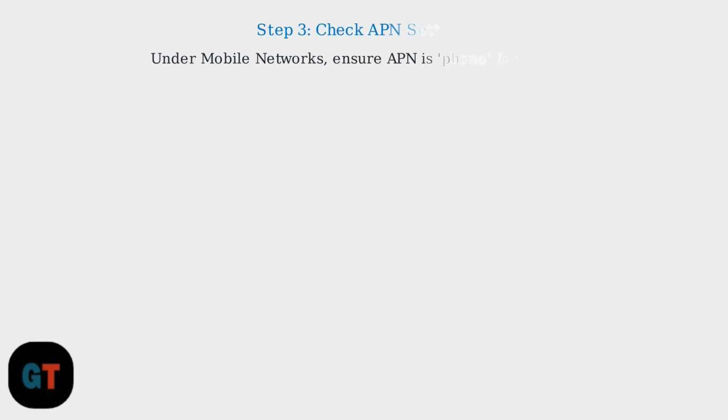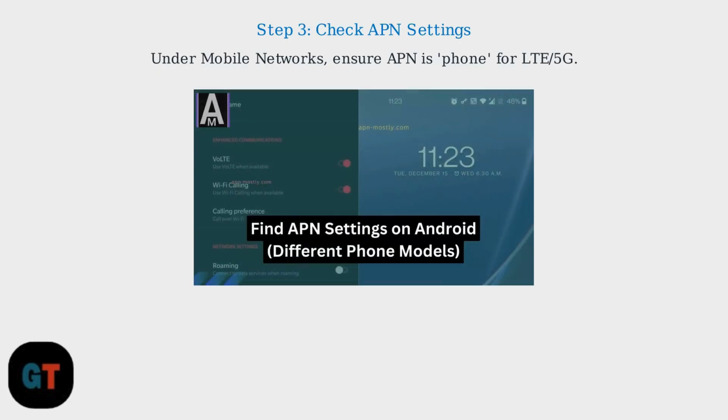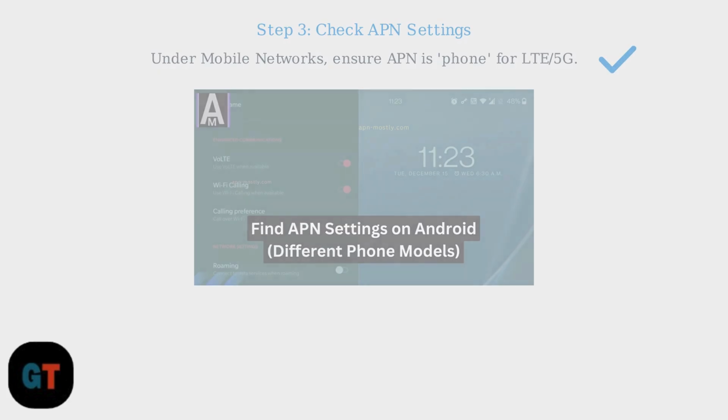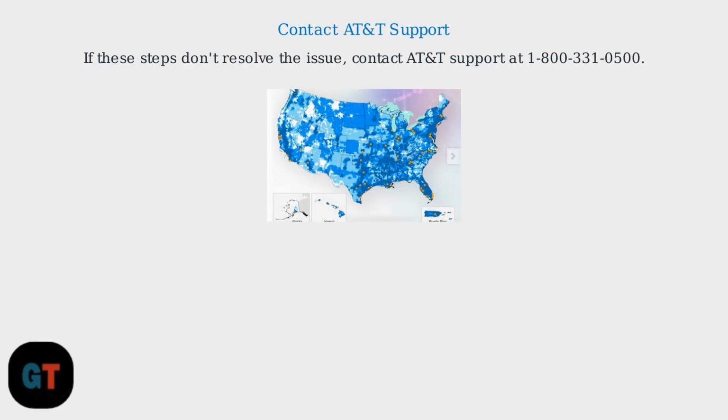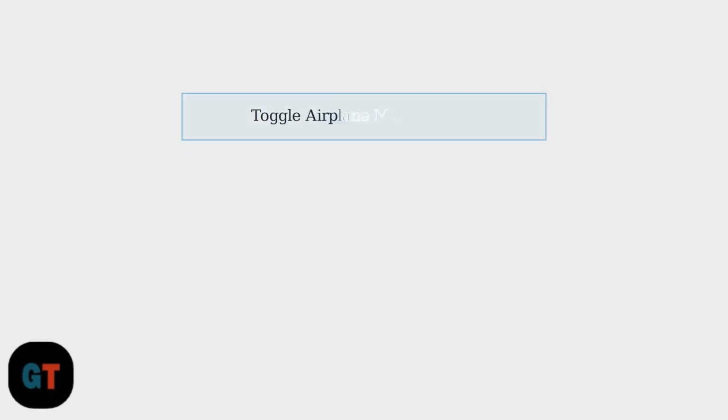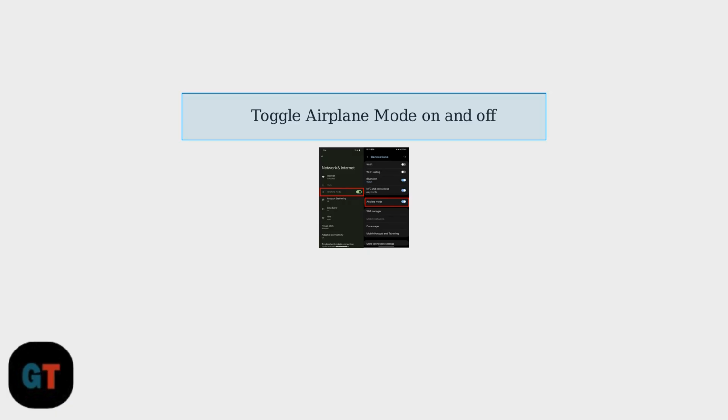If problems persist, check your APN settings under Mobile Networks. The correct APN should be phone for LTE 5G. If these steps don't resolve the issue, contact AT&T support at 1-800-331-0500 for further assistance.